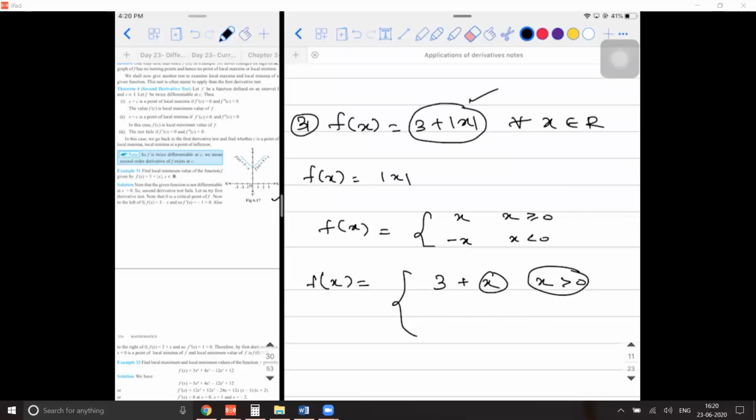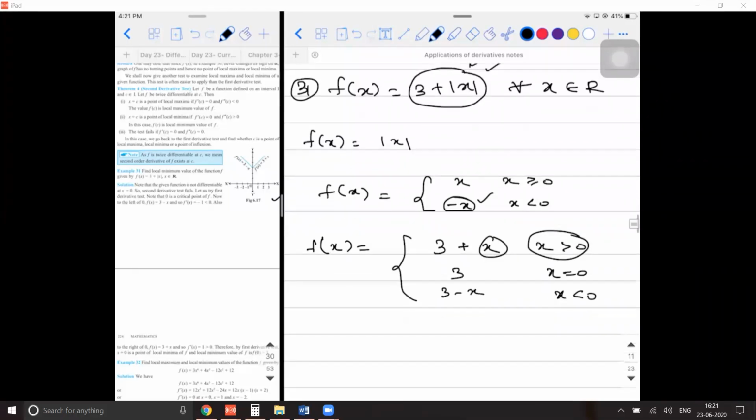I'll explain you how to draw the graph also. Okay. When x is greater than 0, it is 3 plus x. When x is equal to 0, what will happen? It will be 3. When x is less than 0, how will mod x get released as? When x is less than 0, mod x is minus x. 3 minus, so this minus x will get added to this 3. So it will be 3 minus x. I hope there is no confusion.